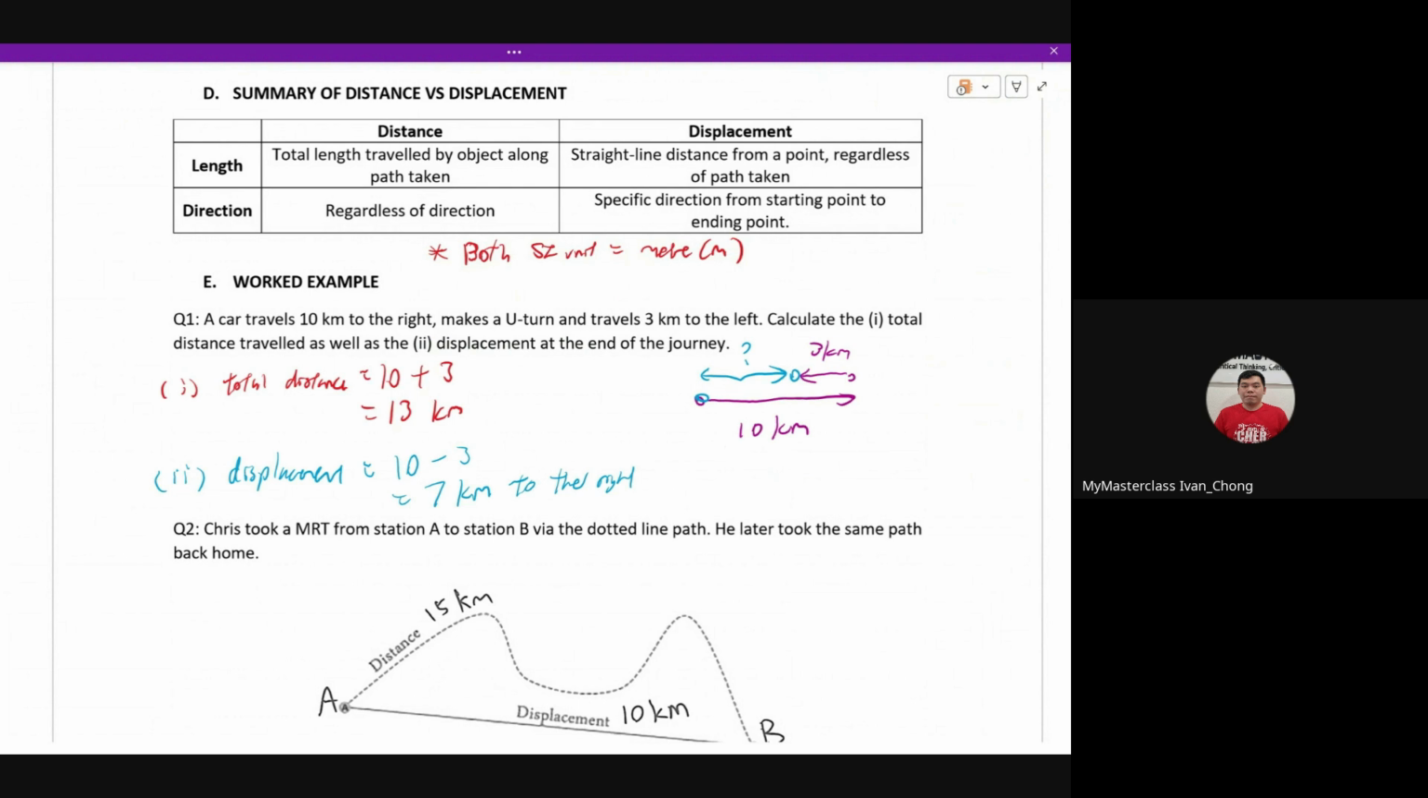Because where is your starting point? Your starting point is somewhere on the left, and then where's your ending point? You'll be somewhere right of your starting point. So to the right is actually to the right of my starting point. That's what it means by to the right.